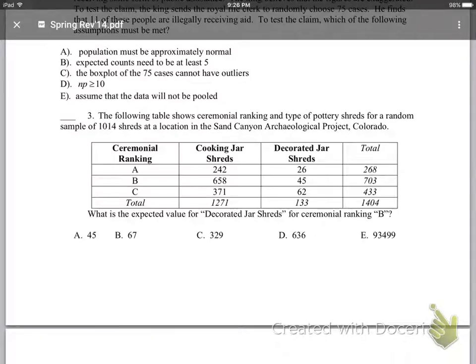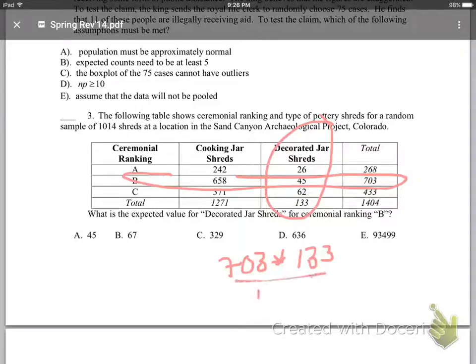Okay, number 3. Hopefully you recognize this as a chi-squared. They want to know the expected value for decorative sheds that have a ranking of B. So my observed value is 45, but my math is going to be 703 times 133 divided by 1404, and the answer is B.